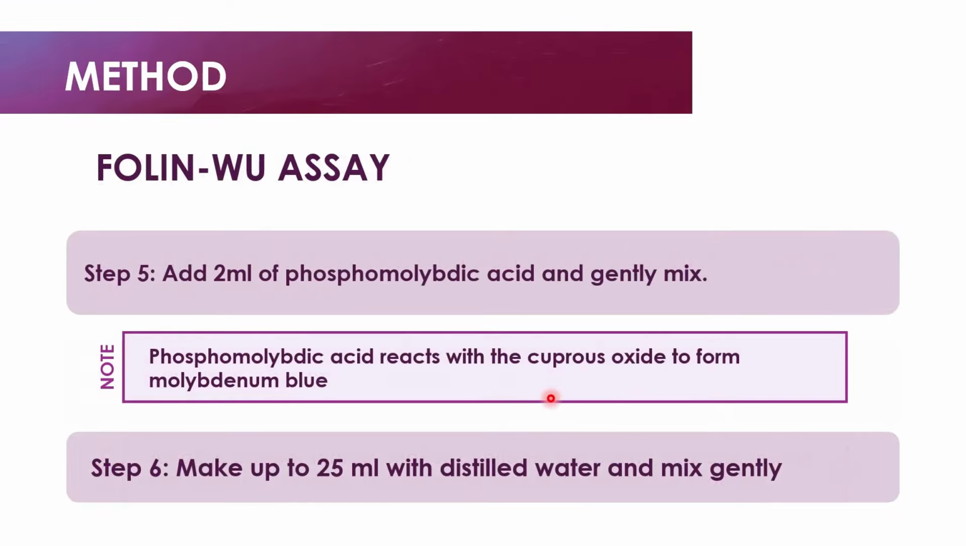So the next step is to add 5 ml of phosphomolybdic acid and gently mix. What we also have to note is that the phosphomolybdic acid reacts with the cuprous oxide to form molybdenum blue, which is a blue solution. The next step is to make up to 25 ml with distilled water and mix gently.